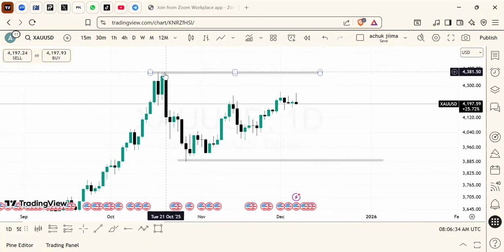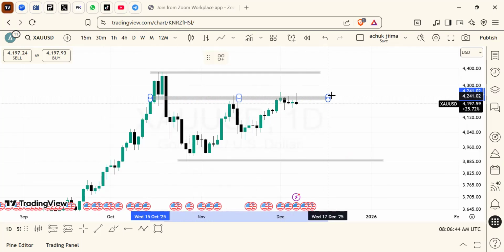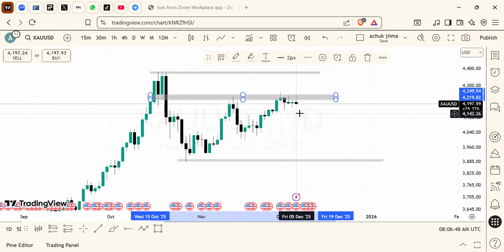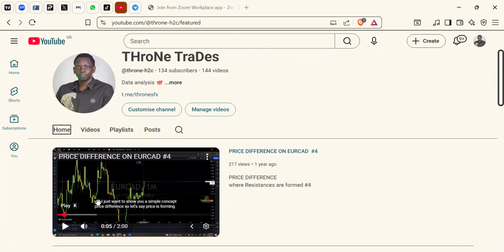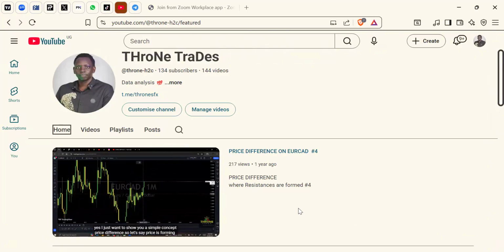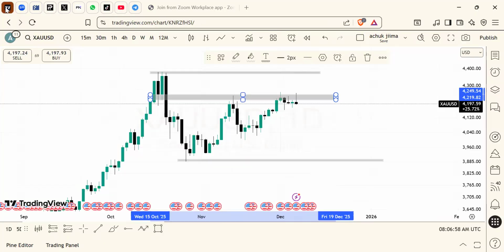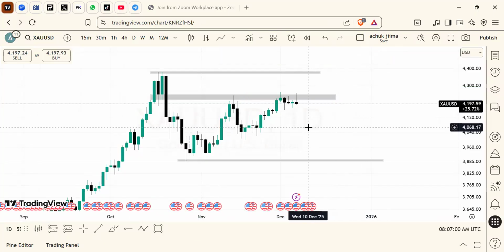However, if you study it from here, the difference between this new high and then this low, which was created, was actually here. Okay, so if you mark this difference here, you realize that this is the reason why price is actually ranging now. And if you don't know the concept of price difference, you can just come to YouTube. I have broken it down here, Thrown Trades, price difference explained. So we know from price differences, that's where we either have a support or a resistance.